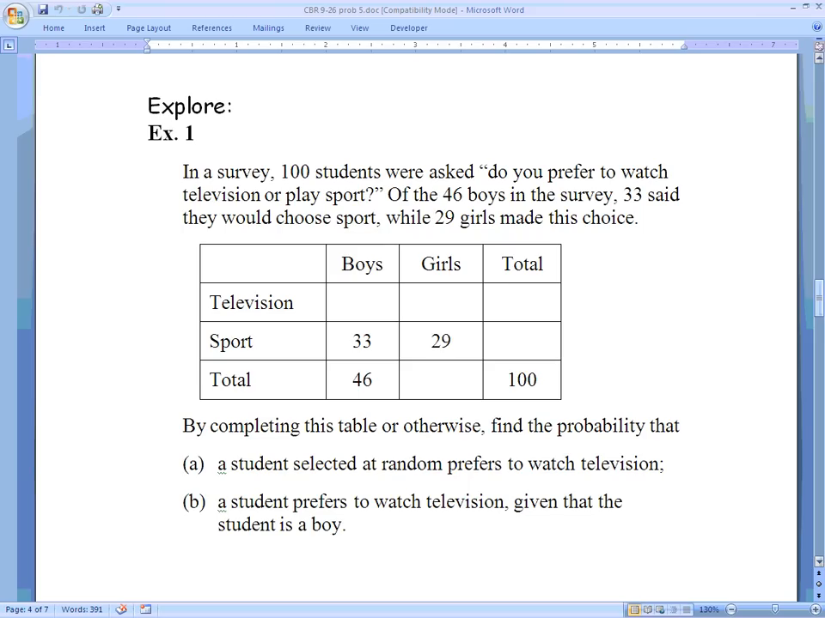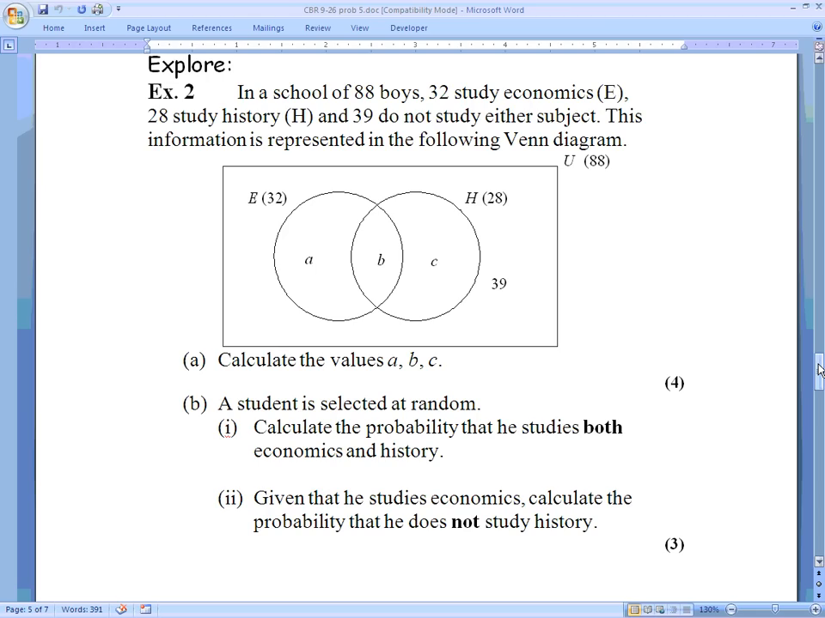So for this one, we have a Venn diagram. Once again, with a Venn diagram, you usually do not need to use the formula. We have a school of 88 boys. That's already been shown on our universe here. 32 students study economics, also shown. 28 study history. 39 do not study either, and we can see that there.